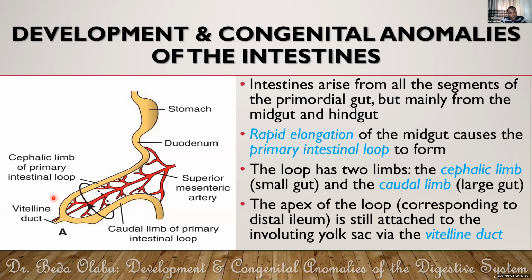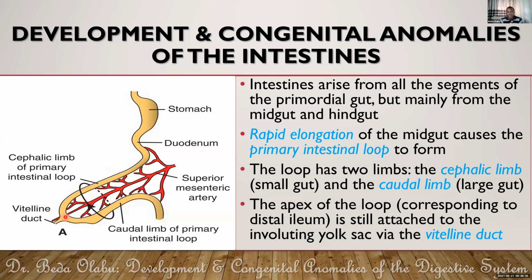The apex of the loop is still attached to the Vitalin duct. It is actually this Vitalin duct that's guiding the formation of the loop. That attachment of the Vitalin duct corresponds with the segment of the small intestine, specifically the distal parts of the ileum. So I don't want you to think that the apex of the loop is at the junction between the ileum and the cecum. That is not true. The apex of the loop where the Vitalin duct is attached is somewhere within the ileum.